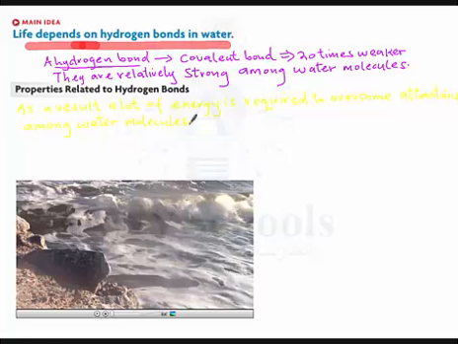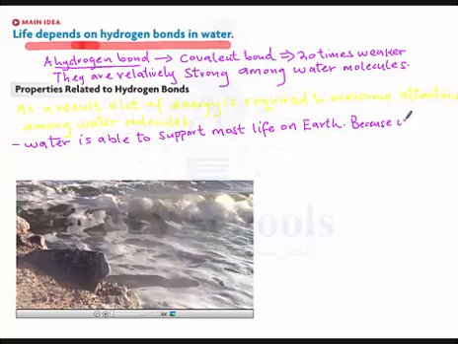This tells us why, for example, we as organisms are able to survive at room temperature. Water is a liquid at the temperature that supports most life on Earth. It is able to support life on Earth because it is normally a liquid.